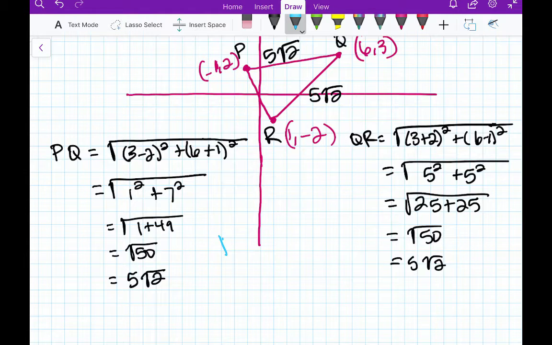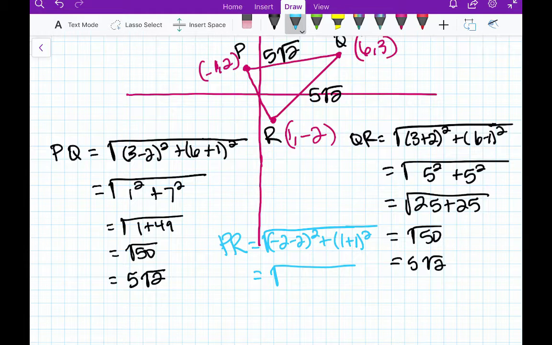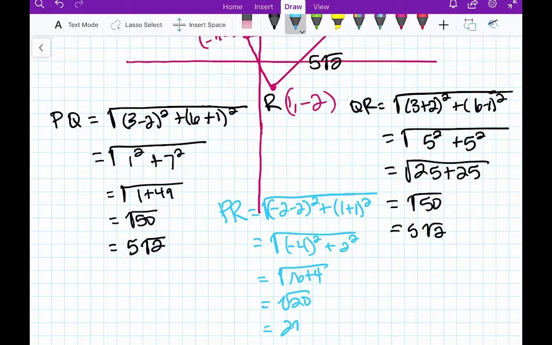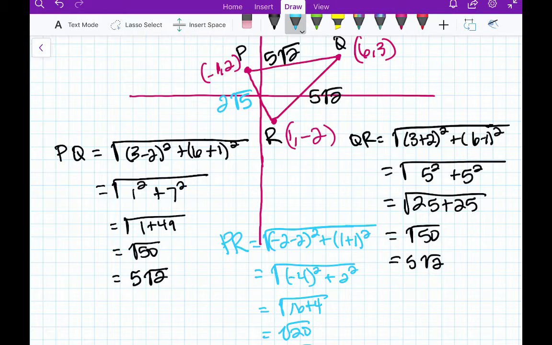So now I'm going to find PR. PR is going to be the square root of negative 2 minus 2 squared plus 1 plus 1 squared, instead of 1 minus negative 1. Negative 2 minus 2 is negative 4. Now remember, when you square a negative, it's going to be positive anyway. Negative 4 squared is 16. 2 squared is 4. So this is the square root of 20, which is the same as 2 square root of 5. So it is indeed isosceles because only two of the sides are congruent.